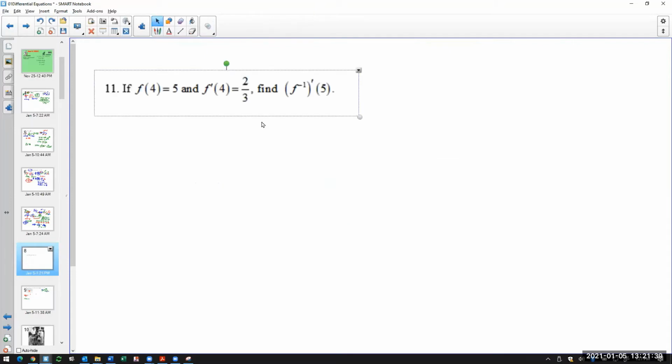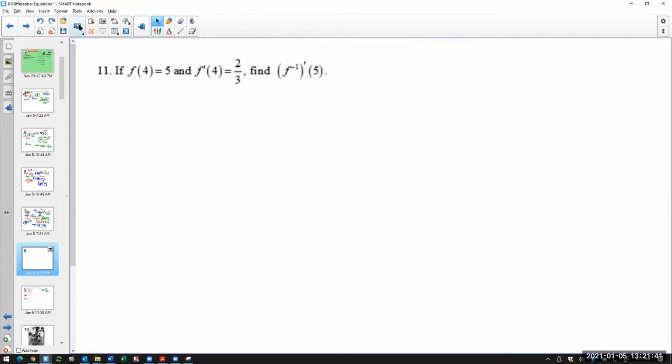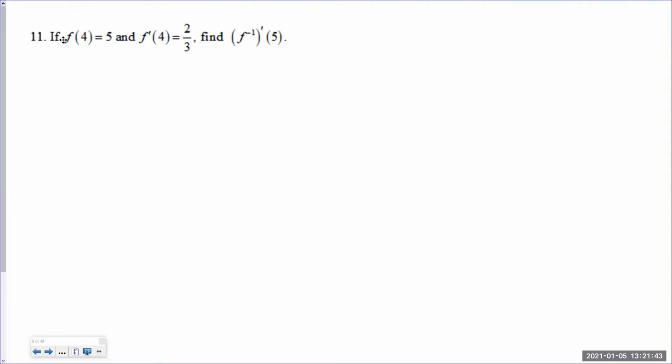Okay, so guys, we're looking at number 11. You want to know the derivative of the inverse of f. Okay, once again, the f and g are inverses. So instead of calling this f of -1, I'm going to call this g prime of 5. Don't forget the little derivative, okay?